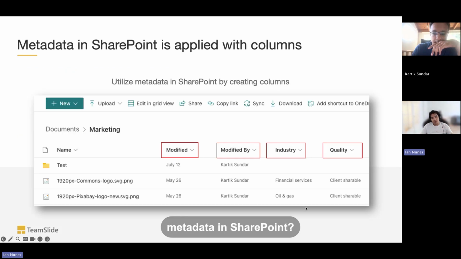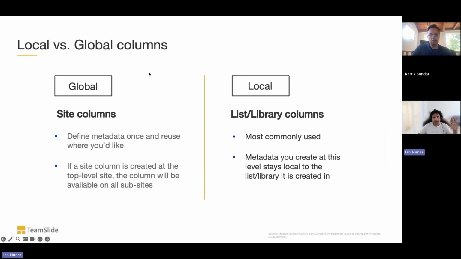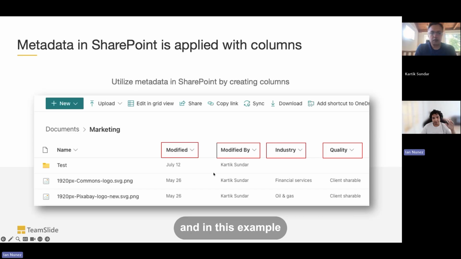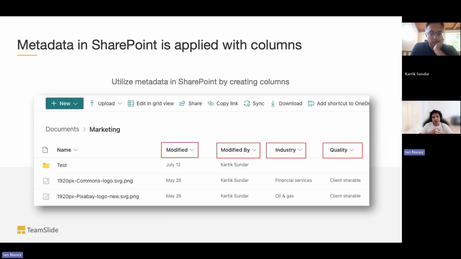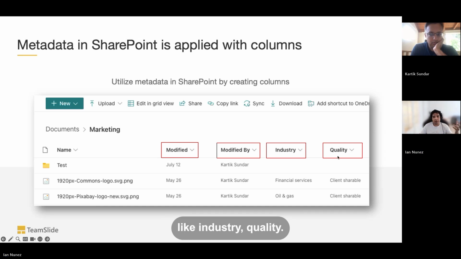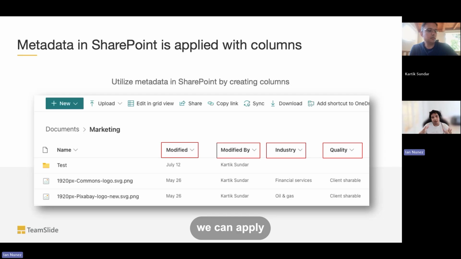How can we find this metadata in SharePoint? In SharePoint, we have columns. So when you go into your SharePoint instance and you go to a library or to a folder, you will find these different columns. If we see the ones on the left side here in this example, modified and modified by, these are standard columns that come in SharePoint and that basically apply to all the files that we have in SharePoint. But we can also set up some custom columns like industry, quality.